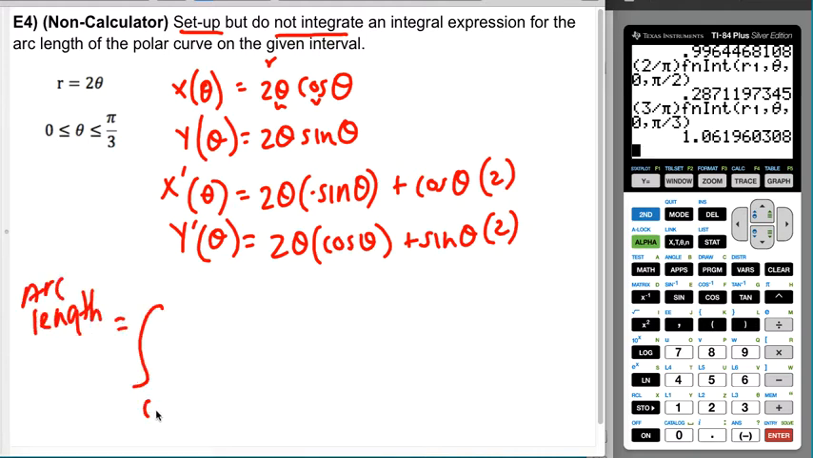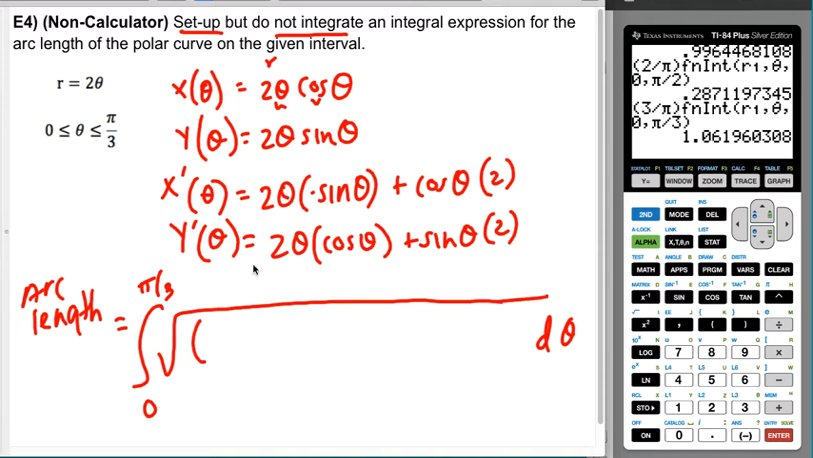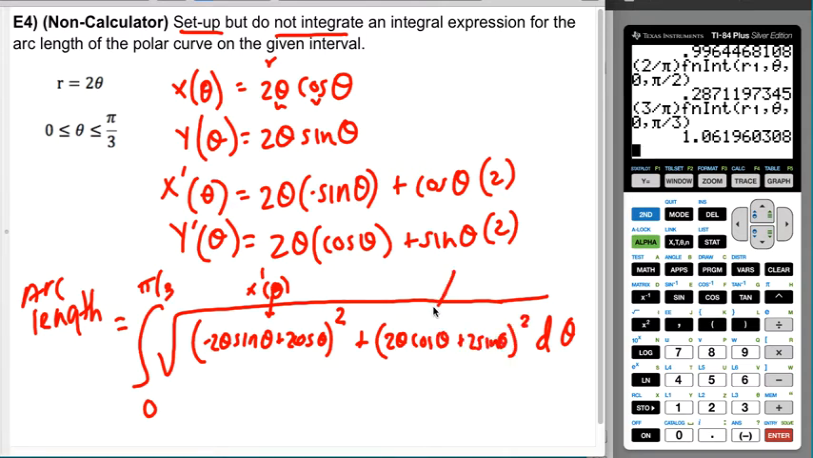is going to be the integral from 0 to pi over 3 of the square root of, and then this is kind of a lot, but we're going to make it work, right? This thing squared, so that's a negative 2 theta sine of theta plus 2 cosine theta squared, right? That whole thing is x prime of theta, right? And then squared, plus 2 theta cosine theta plus 2 sine theta, whole quantity squared, and again, that whole thing in here is y prime of theta. You don't have to write that, I'm just clarifying it for you. And that's my job, set up but don't integrate.